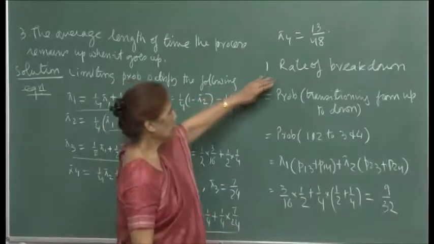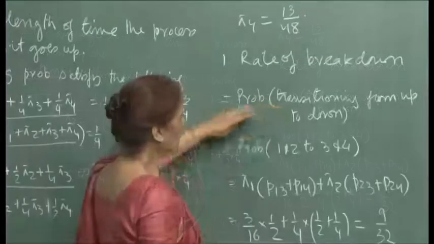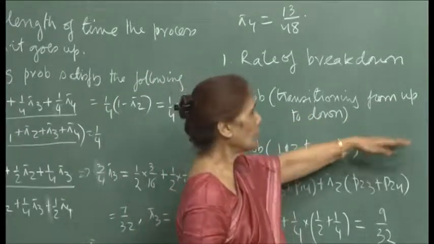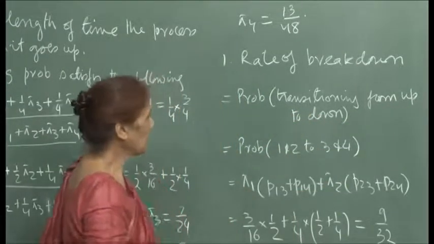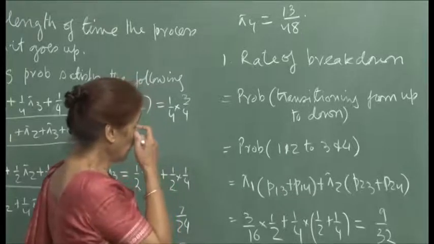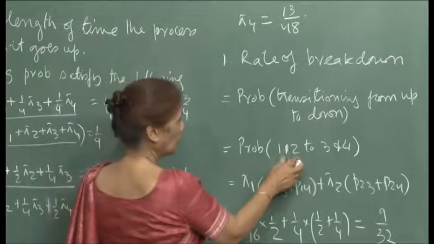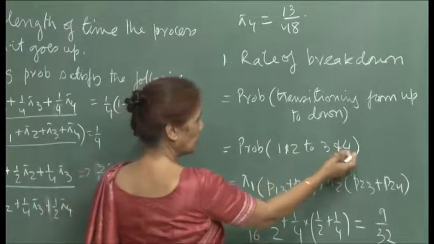Rate of breakdown. So, rate of breakdown is the transition probability of transitioning from up to down, right. Up means when your machines are working, or any one of the machines is working, and any one breakdown will mean there is a breakdown. So, that means you are transitioning from states 1 and 2, which are up states, to the down states, which are 3 and 4.